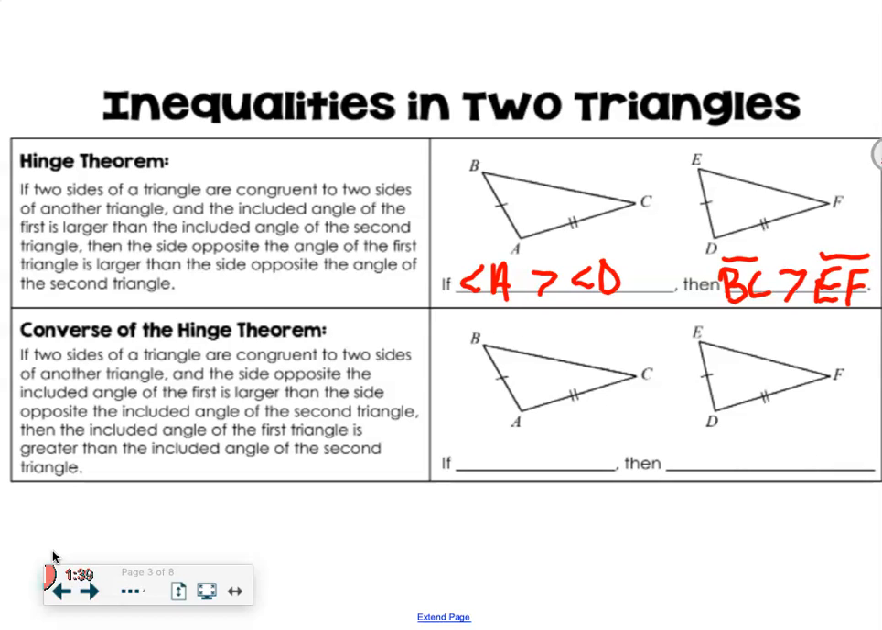And then the converse is true. So if we knew the sides were bigger, so if BC is greater than EF, what's bigger, angle A or angle D? If BC is larger than EF. Angle A, yep. Angle A would be greater than angle D. So you're just comparing. That's all we're doing today. Which one's bigger?